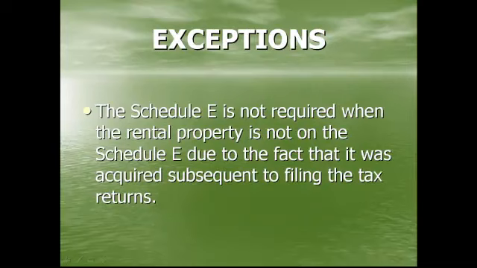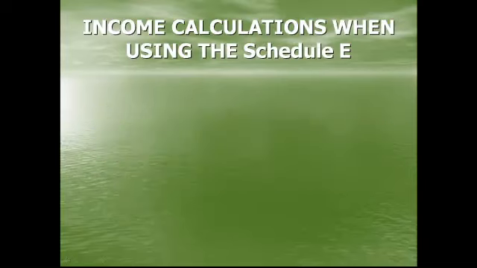An underwriter is not going to require a Schedule E if the rental property is not on the Schedule E due to the fact, and this is the only reason, that it was acquired subsequent to filing the tax return. So basically, if an individual bought a piece of rental property this year, they're not going to have a Schedule E in order to give to an underwriter.